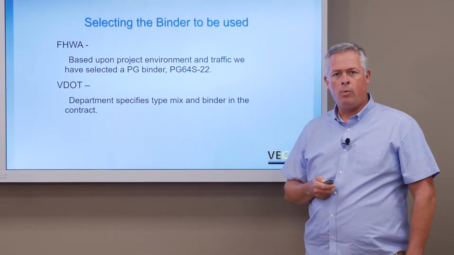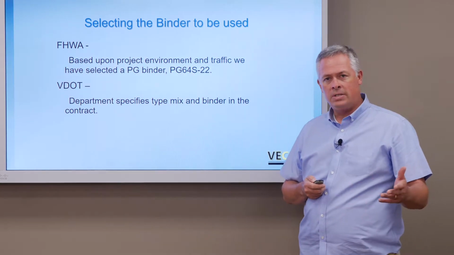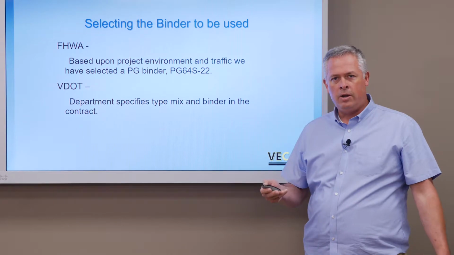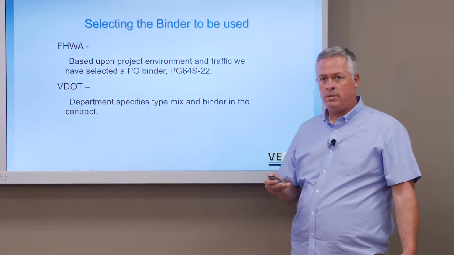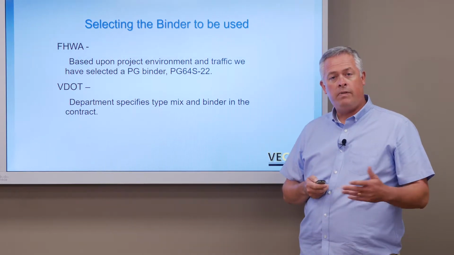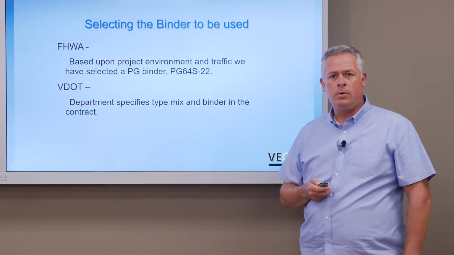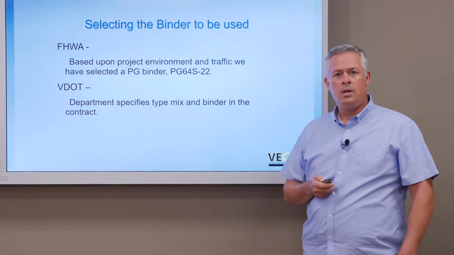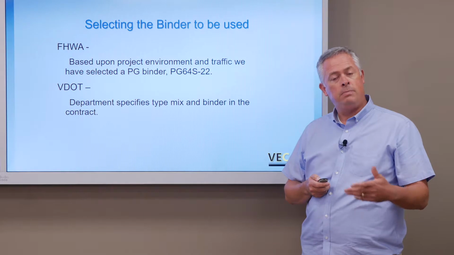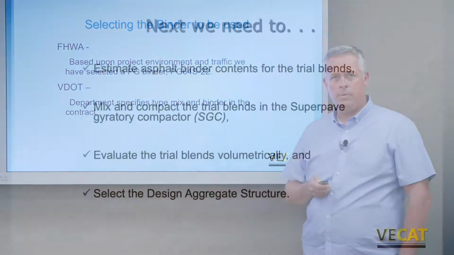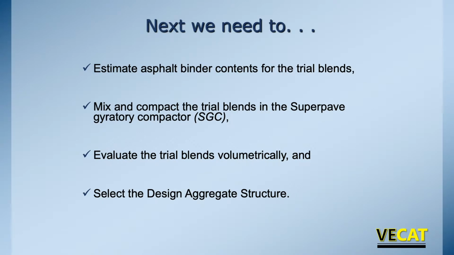If we're doing work for the federal government, say you're doing a Skyline Drive or Parkway, you're going to have to look in the specs to determine, based on the traffic, based on the RAP, what kind of binder you use. For VDOT, it's much simpler. The department's going to basically tell you in the contract which mix you're going to use, and that's going to tell you based on specs, based on how much RAP you're using, what binder you're going to use for that specific mix.